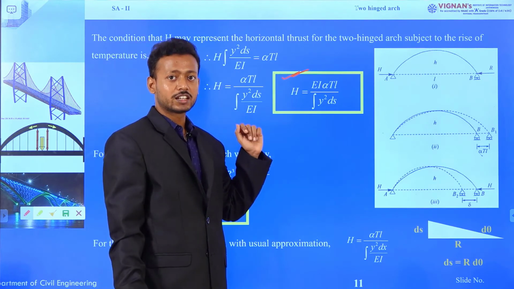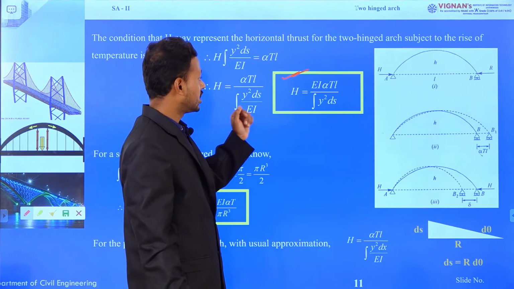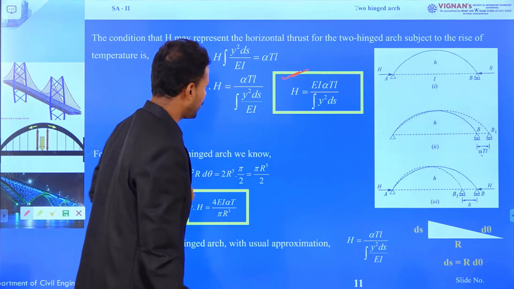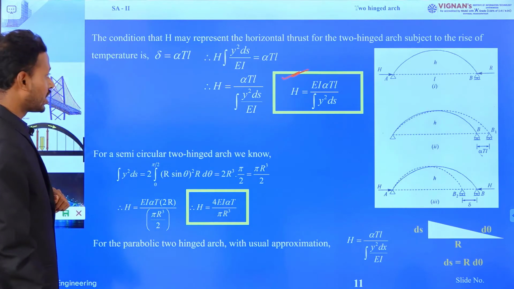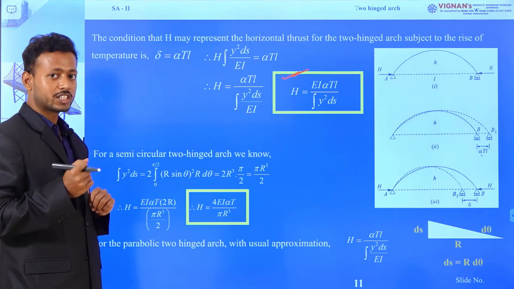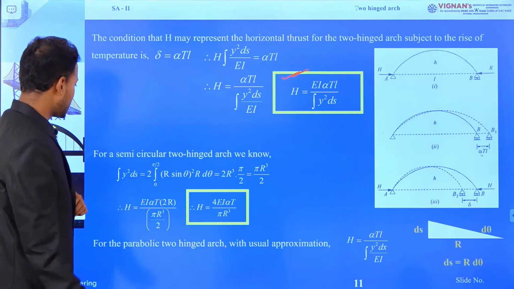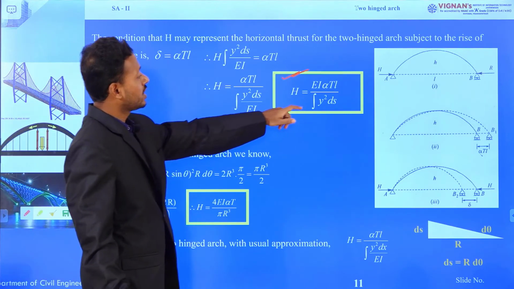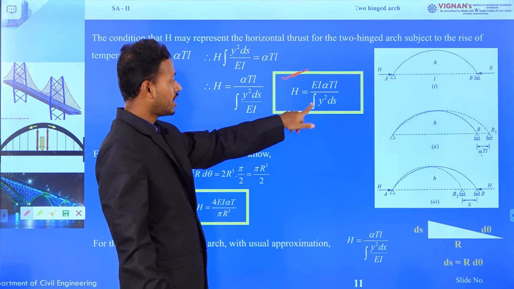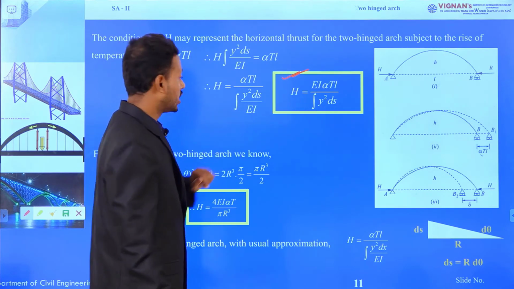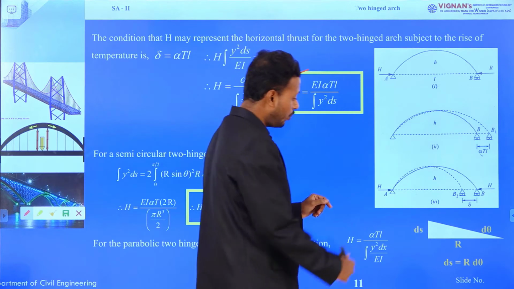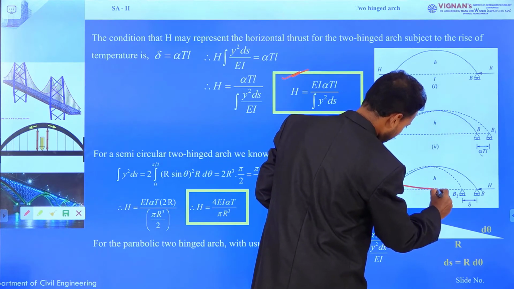So considering the temperature change, the horizontal thrust will be H equals to EI alpha T L divided by integration of y square ds. For a semicircular arch, what will be the expression, and for a parabolic arch, what will be the expression? For a semicircular arch, we have to find out the value of integration y square ds, and the same expression we have to find out for a parabolic arch. Now the value of y square you have to put here. Just see, I am drawing a small triangle here.